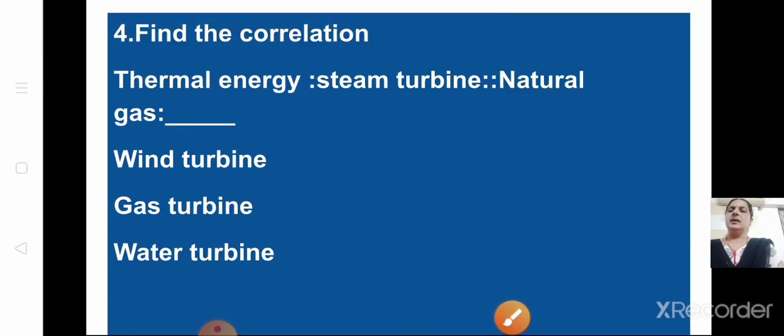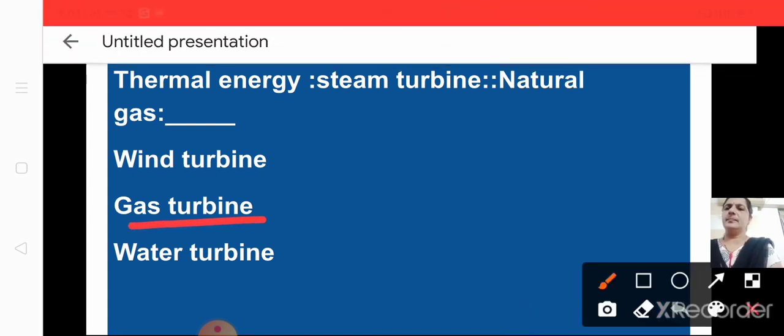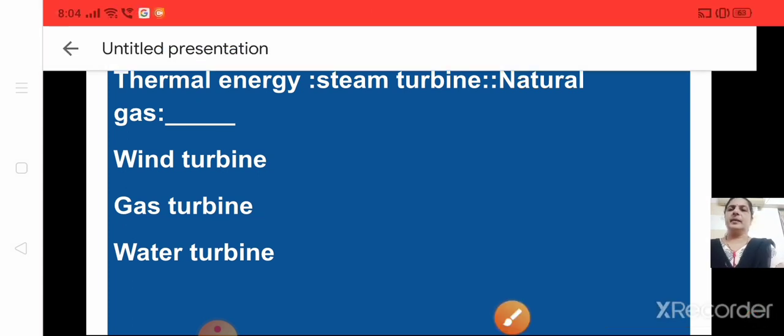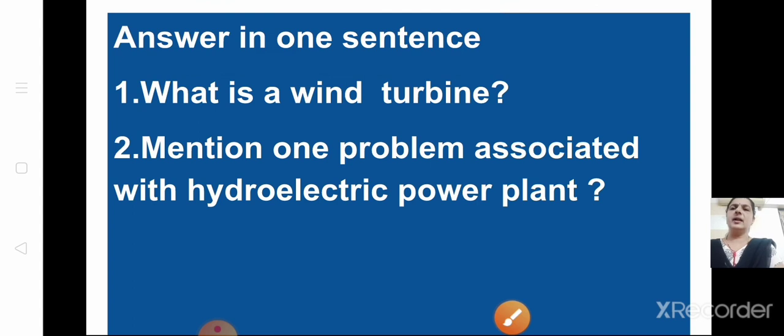Then next one, correlation: thermal energy, steam turbine; natural gas, which turbine? So you all know, among this you have to choose wind turbine, gas turbine, water turbine. So you know the answer, it is gas turbine, isn't it? So that is the answer. So you have to just choose the correct answer from the correlation also.